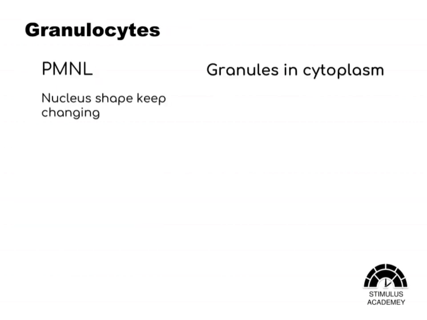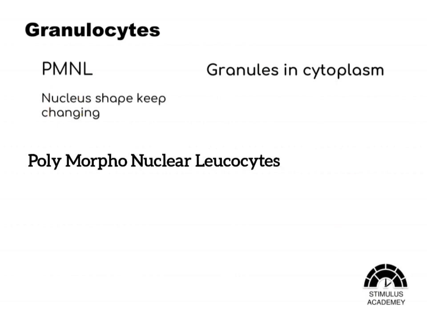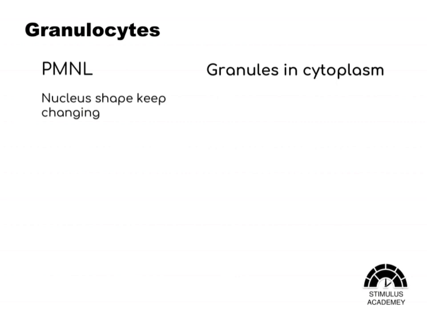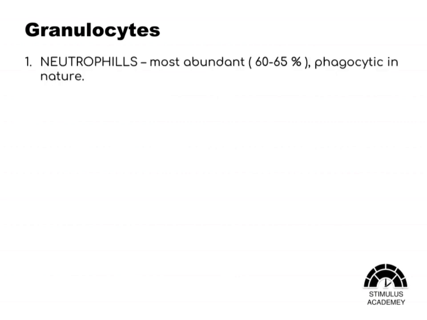When we talk about granulocytes, these can also be called polymorphonuclear leukocytes. Why? Because the nucleus shape keeps changing. And these have granules in the cytoplasm. That is why these are known as granulocytes. Now neutrophils, the first granulocyte. These are most abundant, that is 60 to 65%. These are phagocytic in nature. Phagocytic means these can engulf foreign particles.